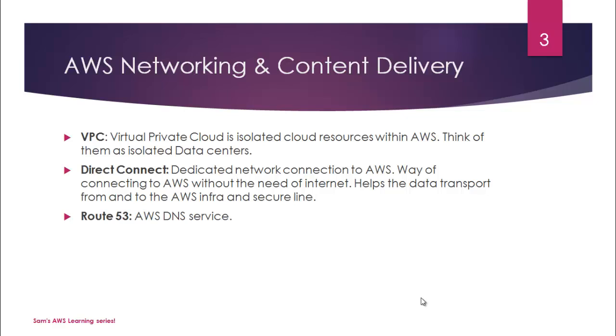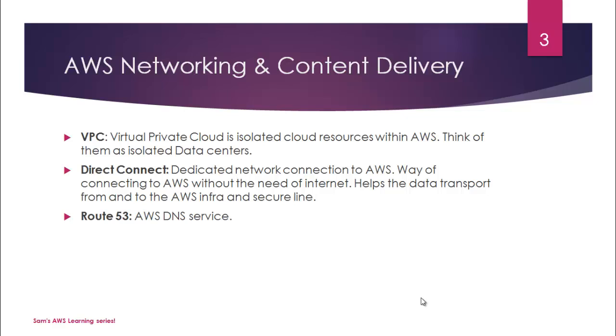Another offering from AWS under this section is Route 53. Route 53 is the managed DNS service from AWS. It is a highly available and scalable domain name system, or DNS, web service. So what do you mean by DNS? DNS is the service which will help you route end users or network traffic to internet applications or web applications by translating website names to numeric IP addresses.